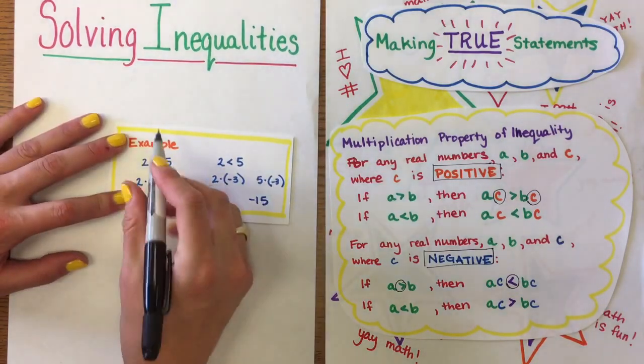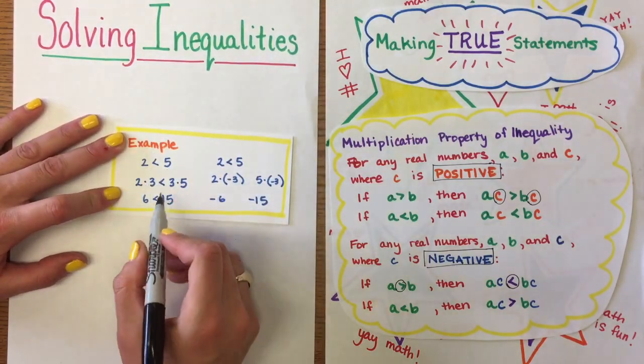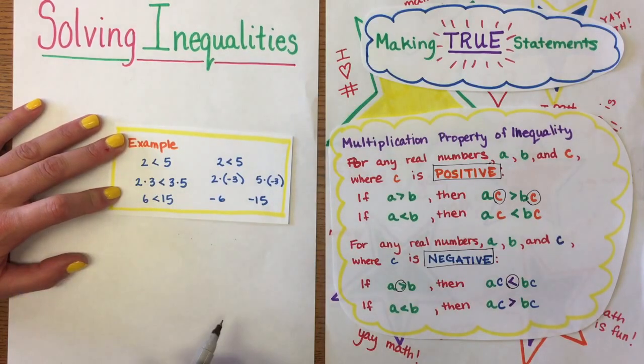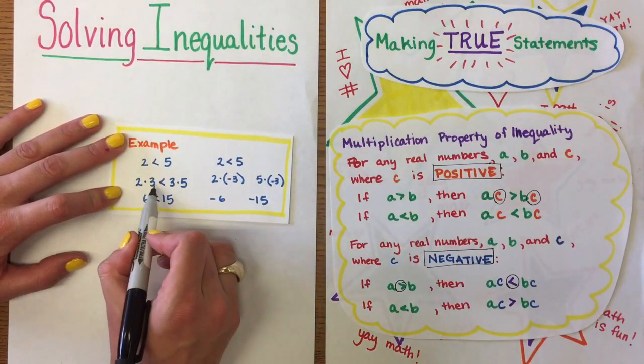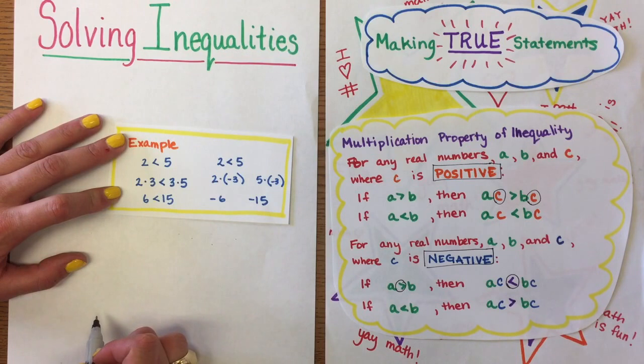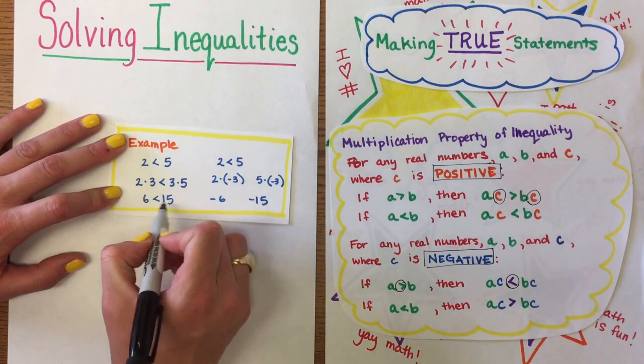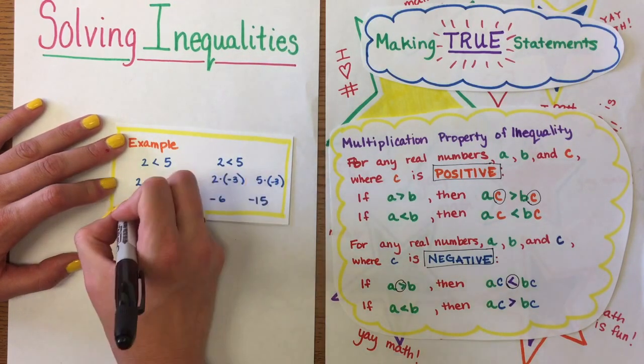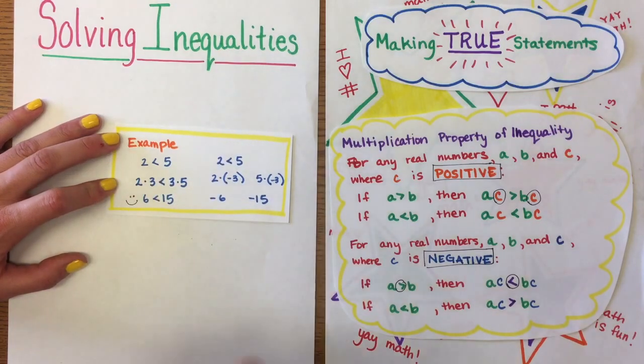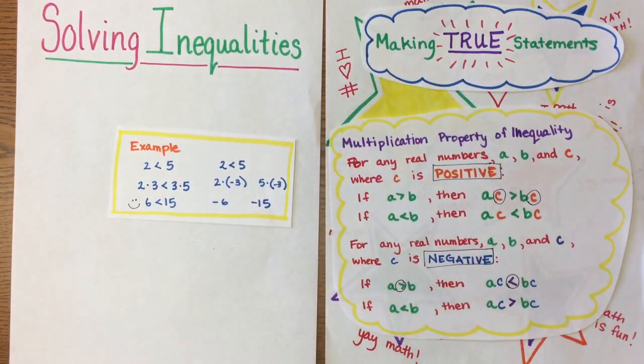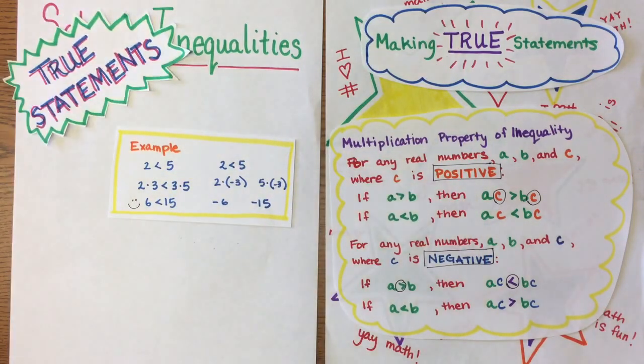So if I start with 2 is less than 5, and I multiply each side by 3, I now have 2 times 3 is less than 3 times 5. 2 times 3 is 6. 3 times 5 is 15. This is a true statement.